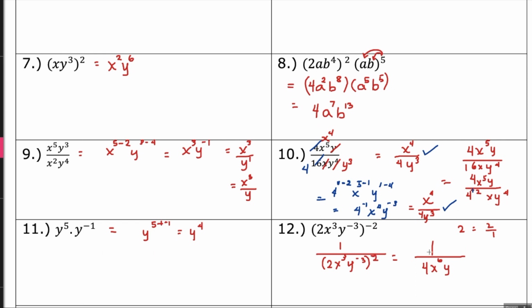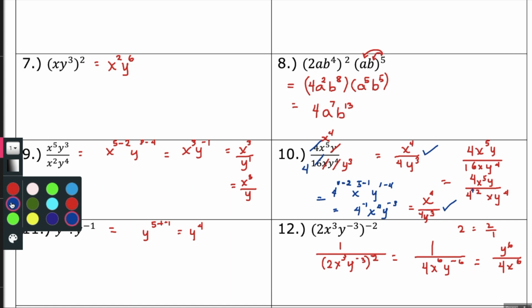Negative 3 times 2 is negative 6. Now, this one is a negative number, so I have to put it up. So I have y^6 over 4x^6. Okay. Perhaps some of you will ask, why is this one a positive number?